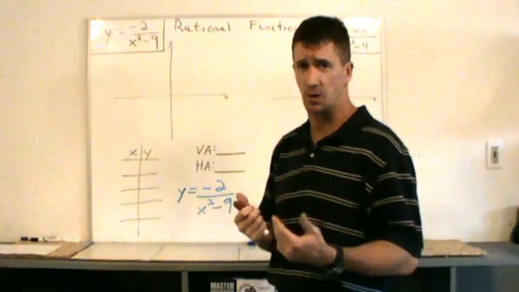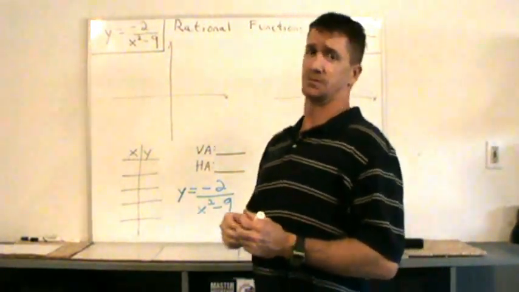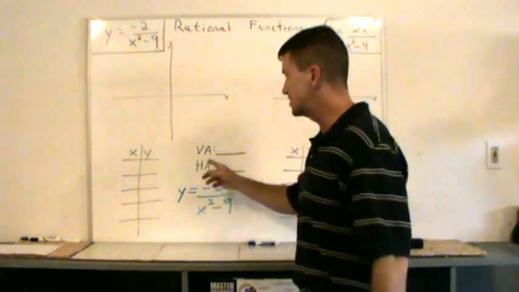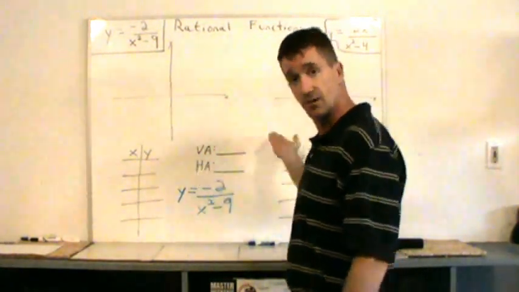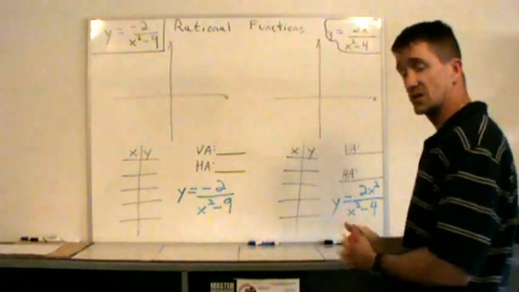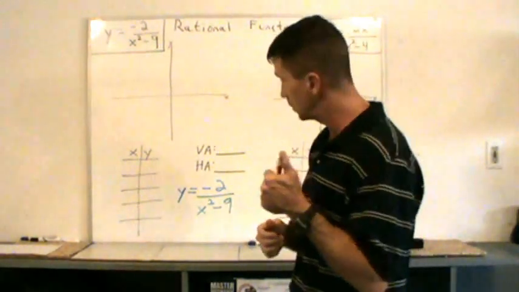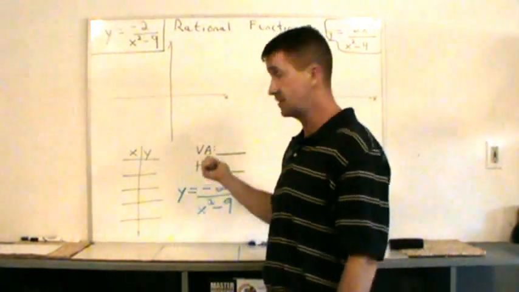A lot of them have asymptotes. There are vertical asymptotes and horizontal asymptotes, and I'll simply call them the VA and the HA in our examples. We have two examples. We're going to sketch both of these rational functions. The first thing we want to consider is the vertical asymptote, the VA.